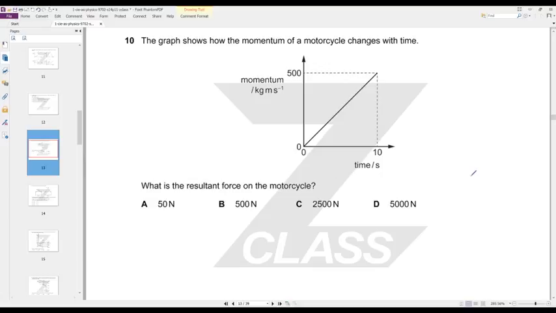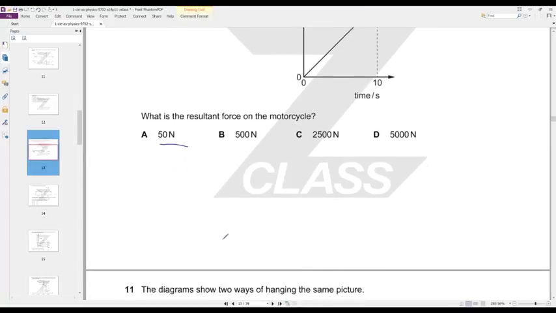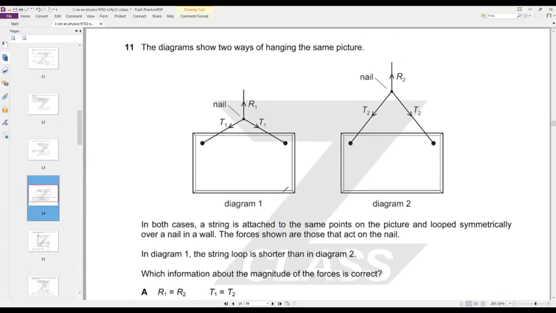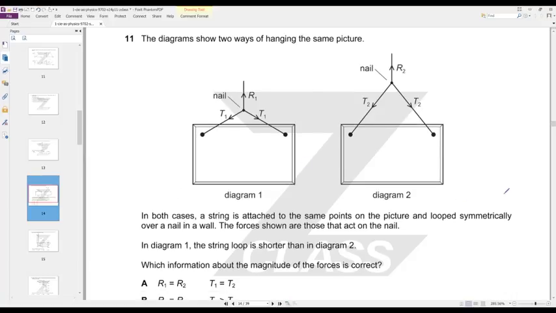Momentum changing with time. So, resultant force. Force is the rate of change of momentum. We have changed 500 kilogram meters per second over 10 seconds, so we have a resultant force of 50 newtons. There we go. That was nice. I've always found it slightly unfair that, in a multiple choice paper, the easy questions are rated just as highly as the hard questions, but there we go.